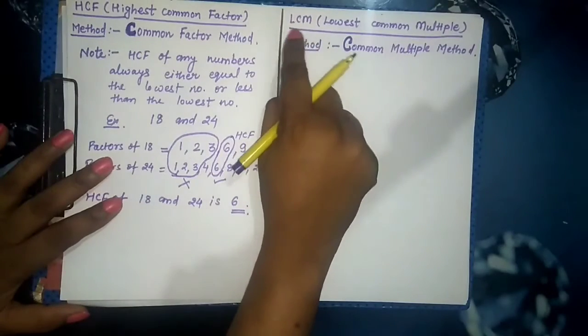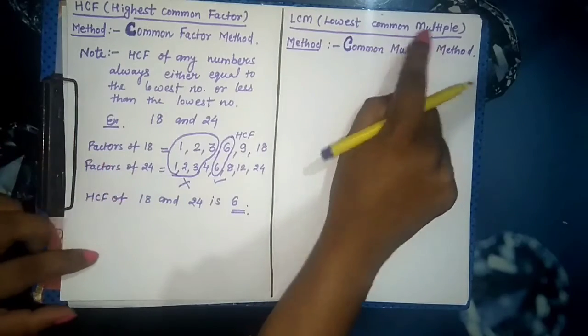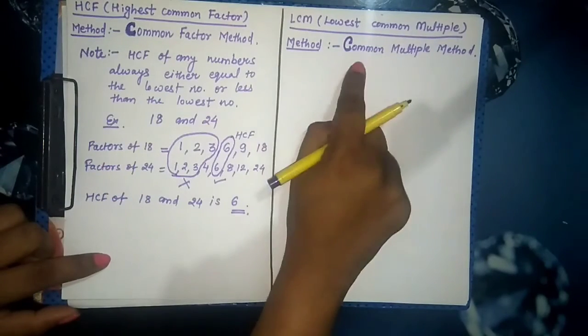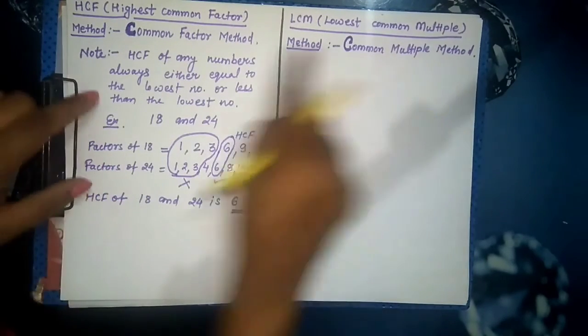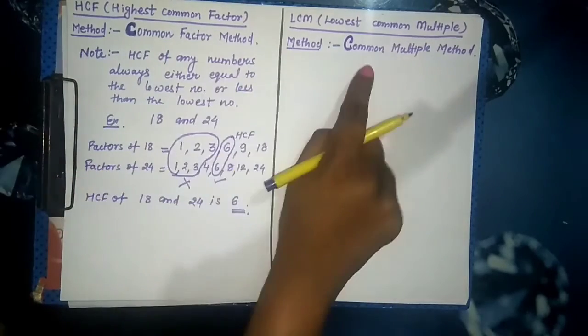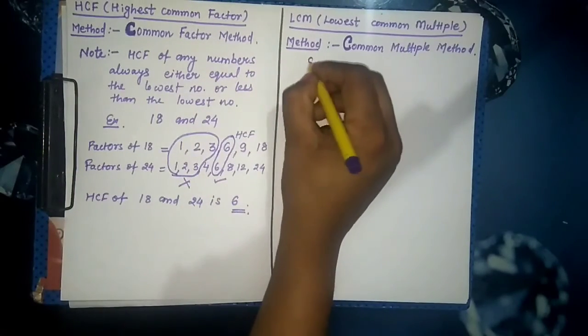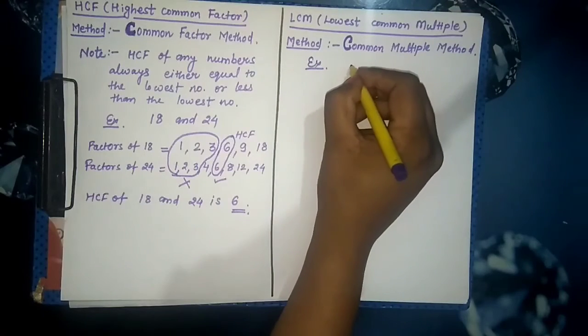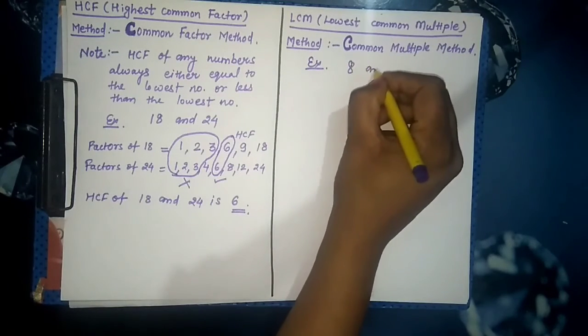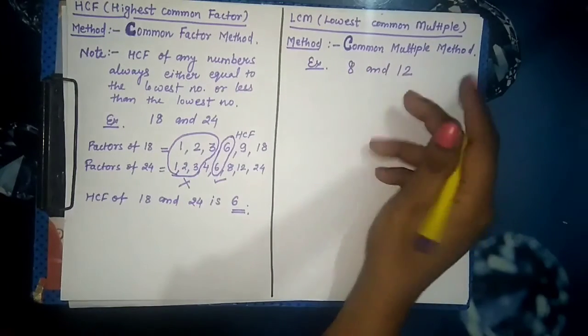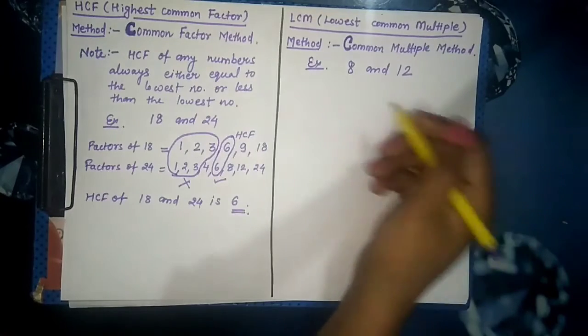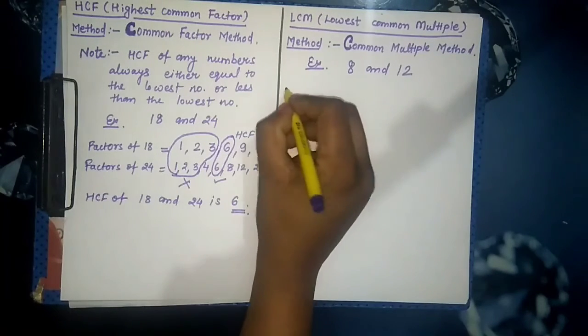Now let's find the LCM. LCM means lowest common multiple. The method we are applying here is the common multiple method. For HCF we applied the common factor method. For LCM we are applying the common multiple method. Let's understand this method with the help of an example. I am taking two numbers here, 8 and 12. We will try to find the LCM of 8 and 12 using the common multiple method.